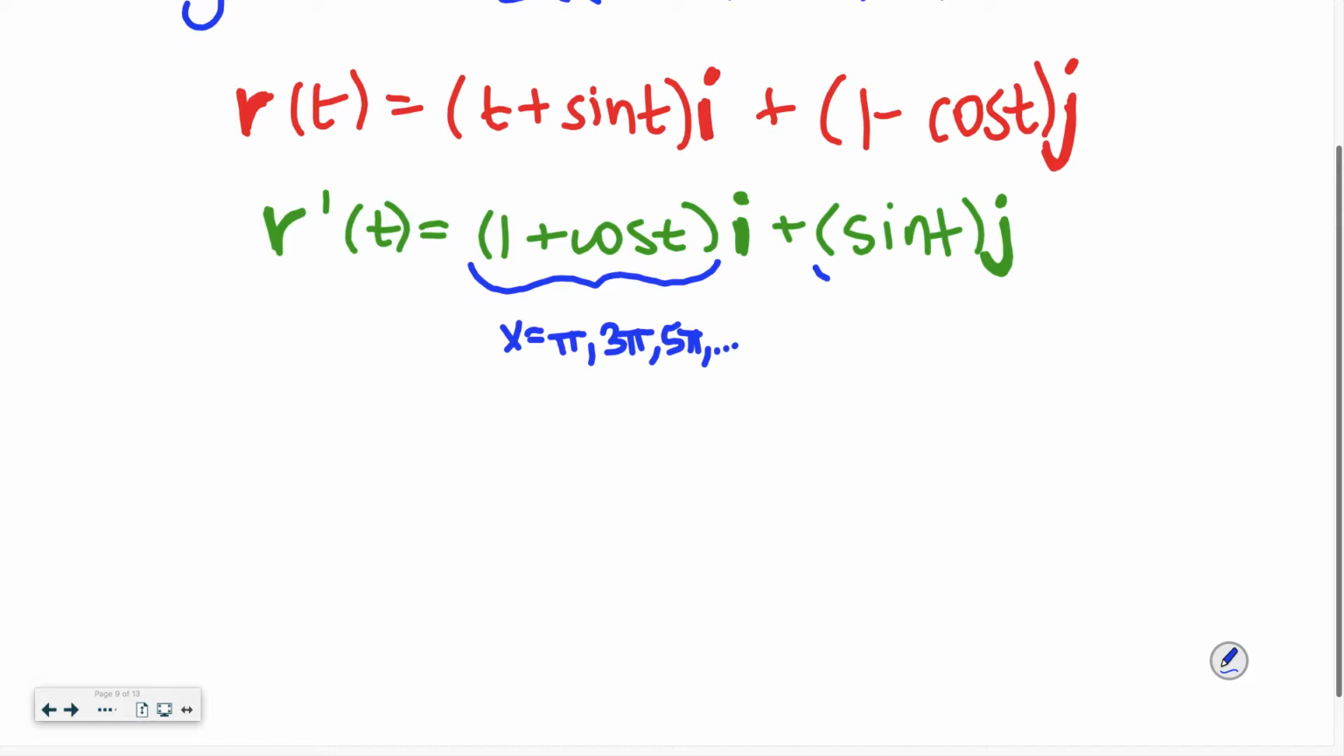When is the sine equal to 0? Oh, and I'm putting x, this needs to be a t. When is the sine equal to 0? Pi, zero. All of the pi. Every pi.